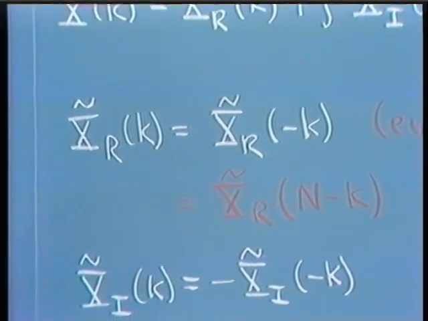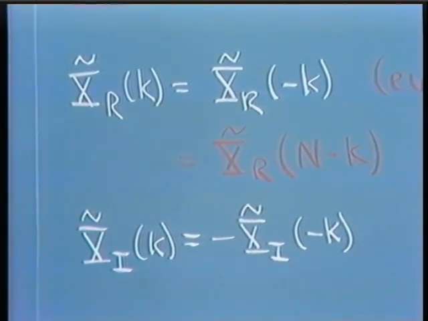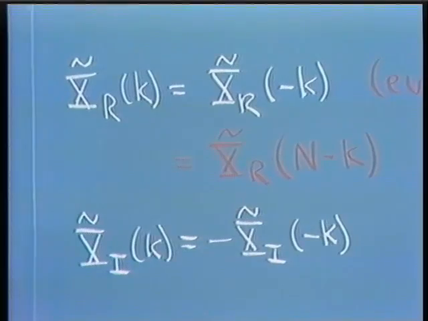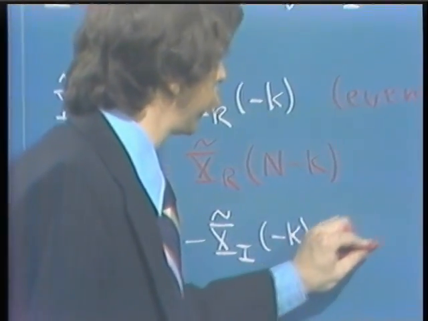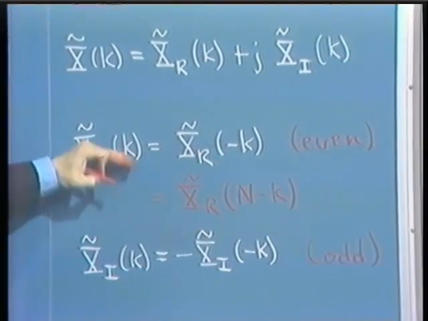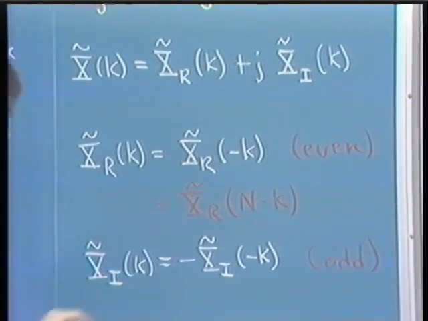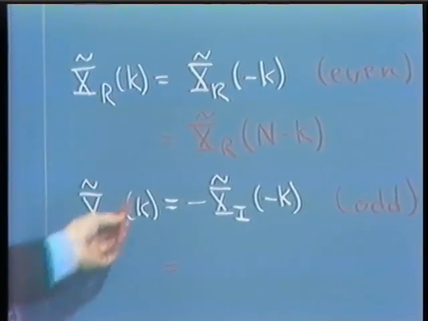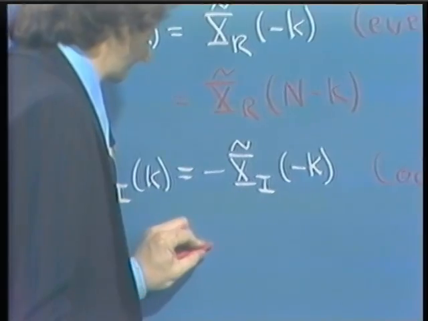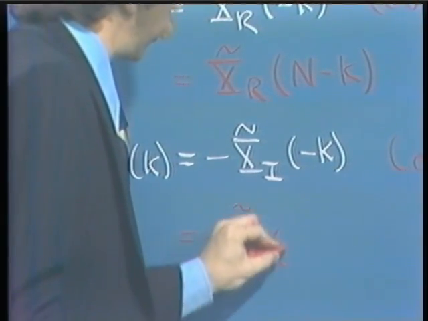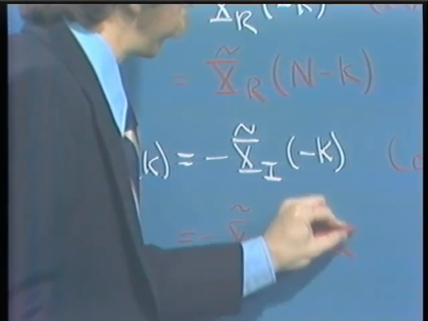Likewise, for the imaginary part of the Fourier series coefficients, we end up with a symmetry property that says that the imaginary part of the Fourier series coefficients is odd. And again, as we did with the real part, we can rewrite this to say that x sub I tilde of k is equal to minus x sub I tilde of N minus k.